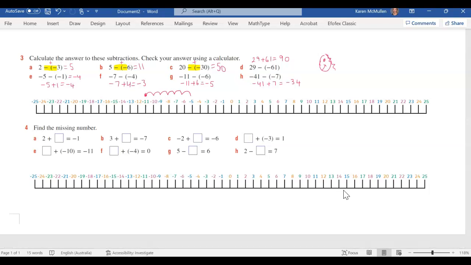All right, so we're starting at 2. Where are we? Starting at 2, and we're going to add something to get to negative 1. All right, so if we're adding, we're facing that direction, but we're going back. How many spots until we get to negative 1? So 1, 2, 3. So 2 plus negative 3 gives you negative 1.